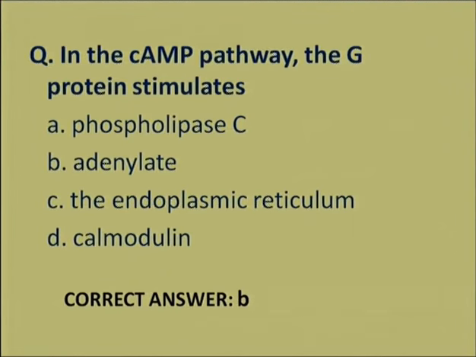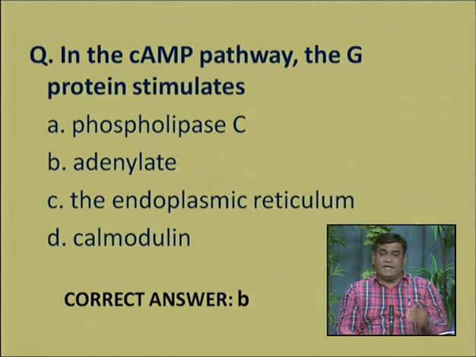Now in this particular question, it is being asked that in the cyclic AMP pathway, G protein will stimulate what? Phospholipase C, adenylate or adenylyl cyclase you can say, the endoplasmic reticulum or calmodulin. Obviously it is adenylyl cyclase, and we have already seen in the previous slide that G protein will stimulate the adenylyl cyclase, and thereby cyclic AMP levels would, in some cases, increase, and in some cases also decrease.